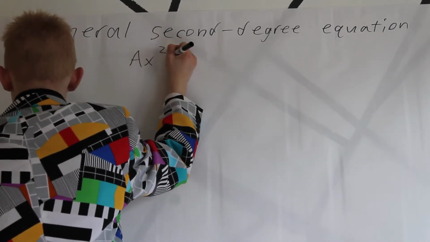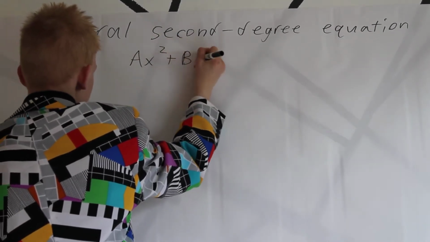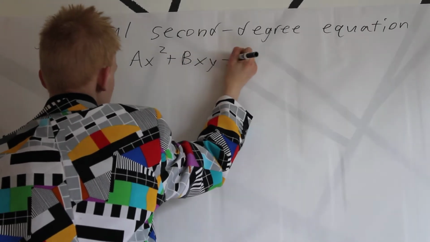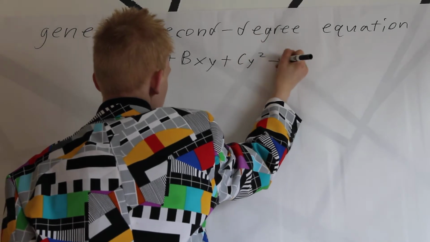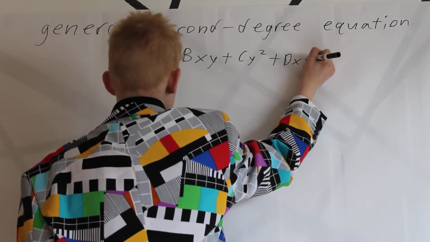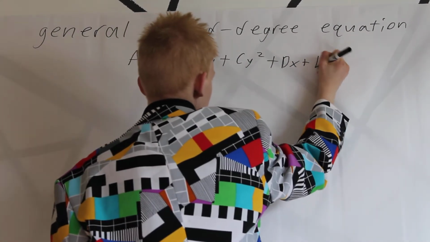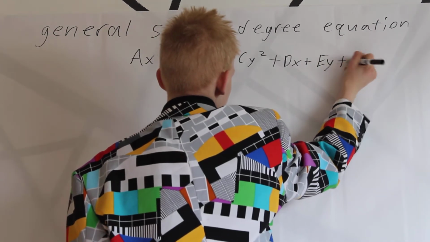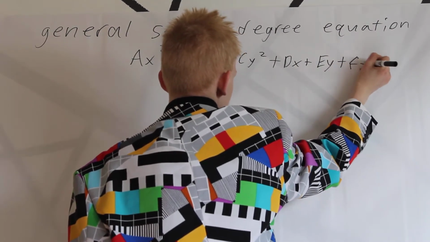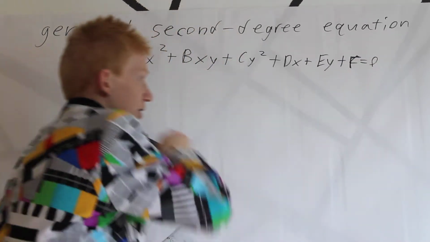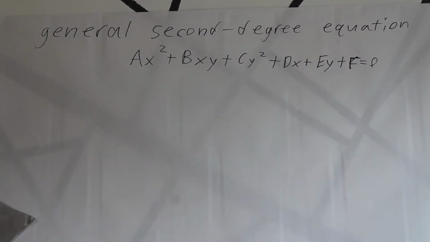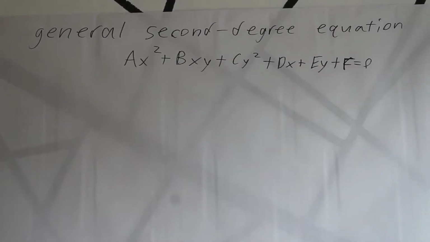Ax squared plus bxy plus cy squared plus dx plus ey plus f equals 0. Well, that's a horrible f. Whatever. F equals 0. This is a general second degree equation.